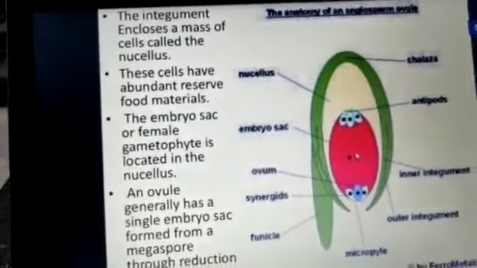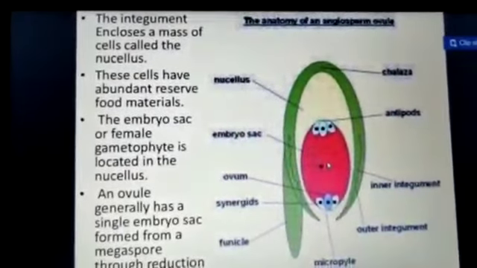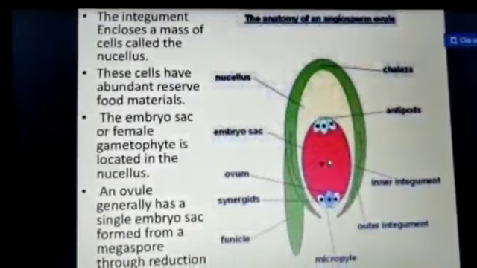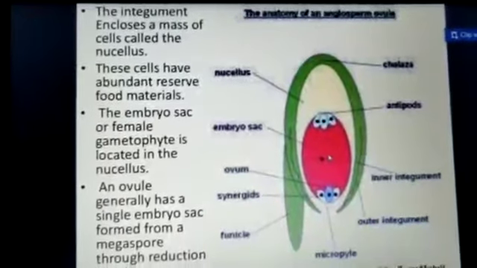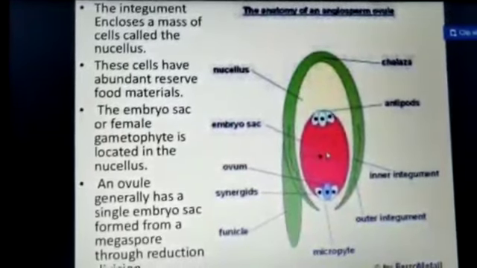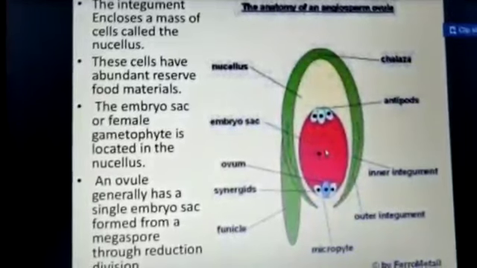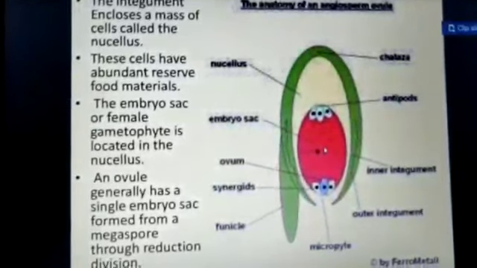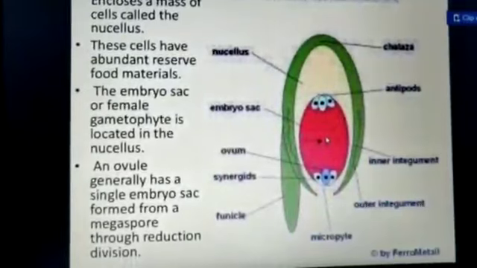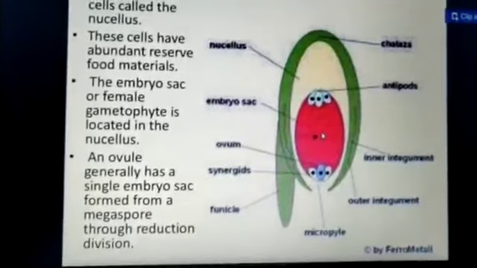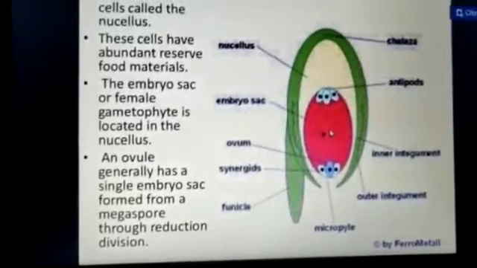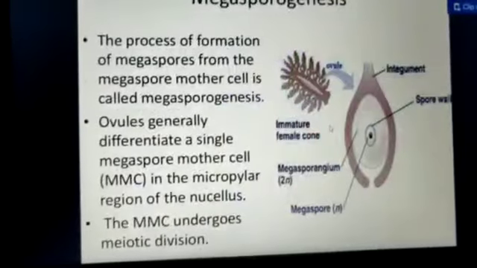Now have a look at this slide for the explanation. The integument encloses a mass of cells called nucellus. The cells have abundant reserve food material. The embryo sac or female gametophyte is located in the nucellus, and an ovule generally has a single embryo sac formed from the megaspore through the reduction division.